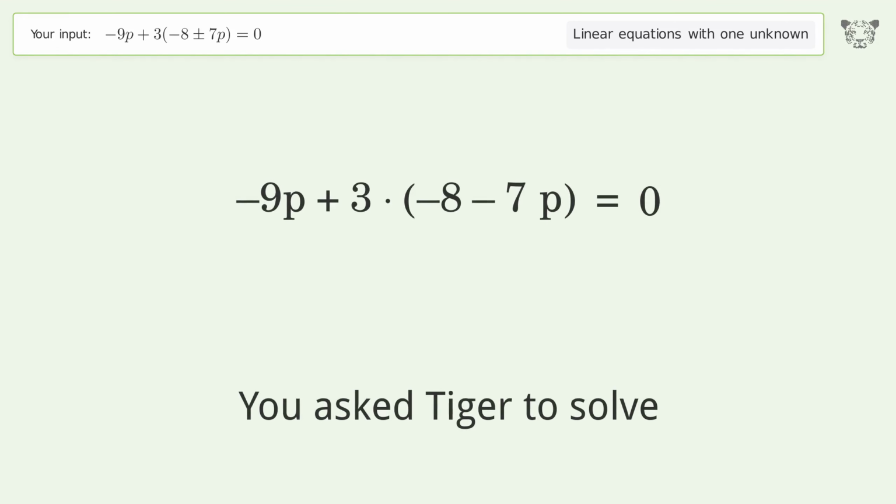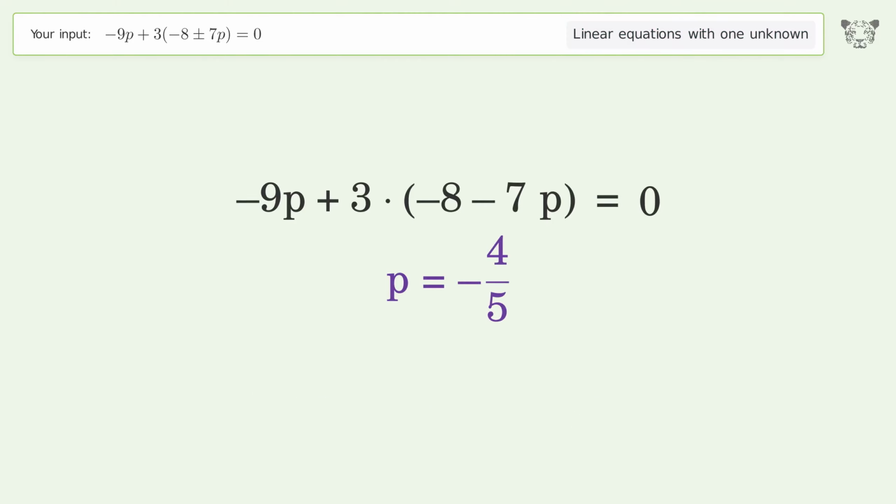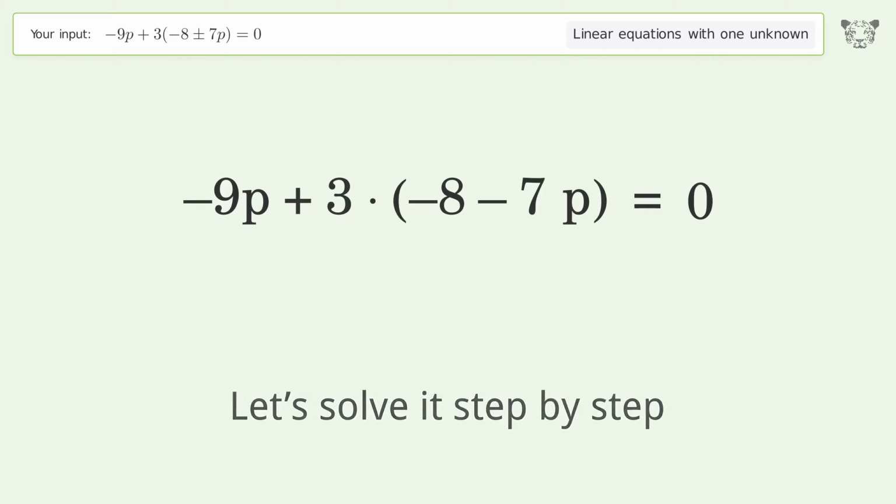You ask Tiger to solve. This deals with linear equations with one unknown. The final result is p equals -4/5. Let's solve it step by step.